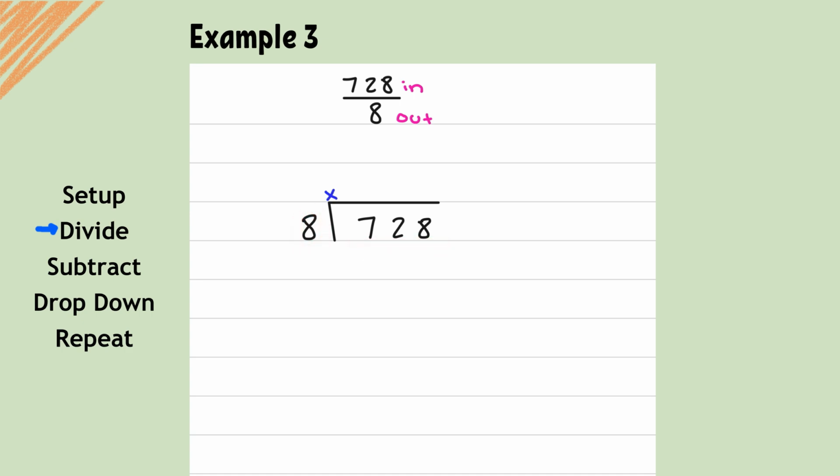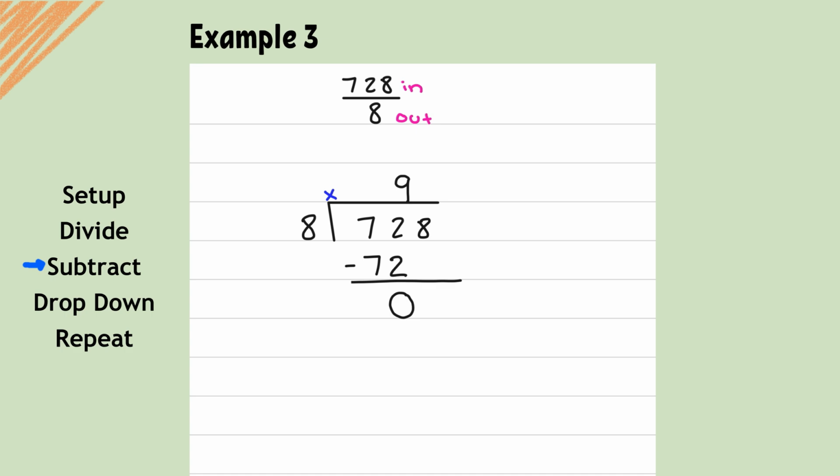Let's do it one number at a time. So can 8 go into 7? No, because 8 times 1, which is the lowest we can go, is 8, and that's over 7. So 8 cannot go into 7. Let's extend it. Can 8 go into 72? Yes, and since 8 can go into 72, I'm going to put my answer of 9, because it can go into 72 9 times, on top of the 2, and I'm going to subtract 72 from 72, and I'm going to get 0.